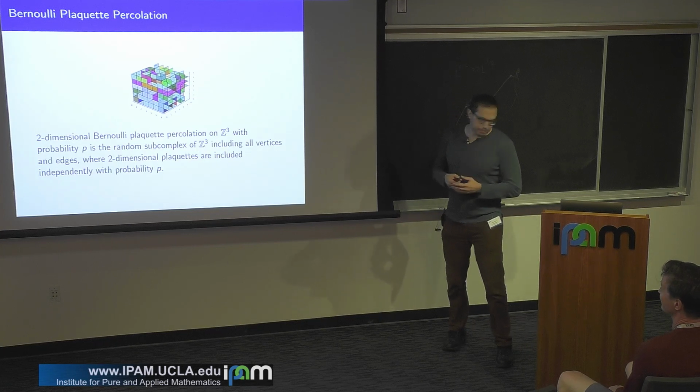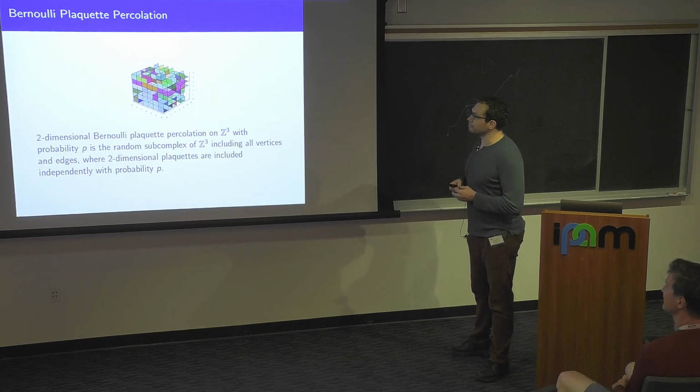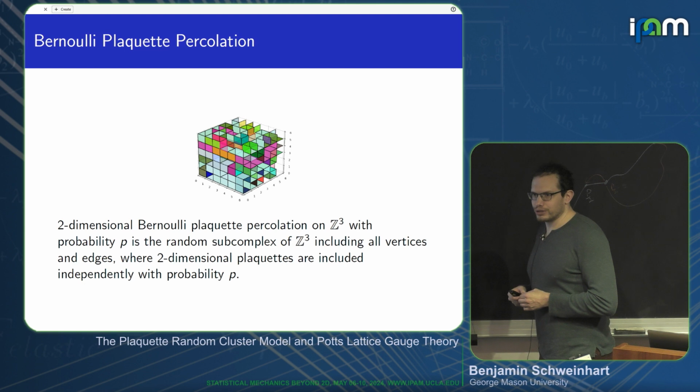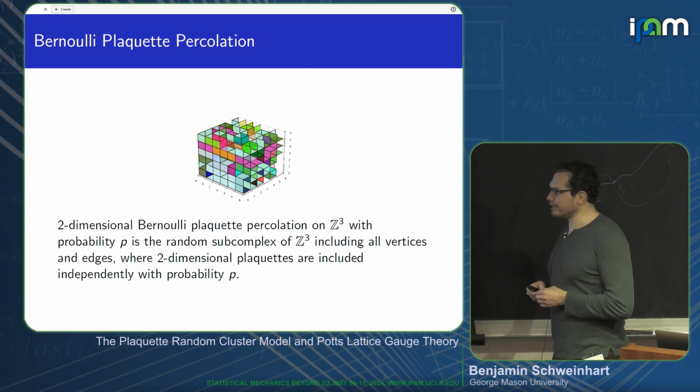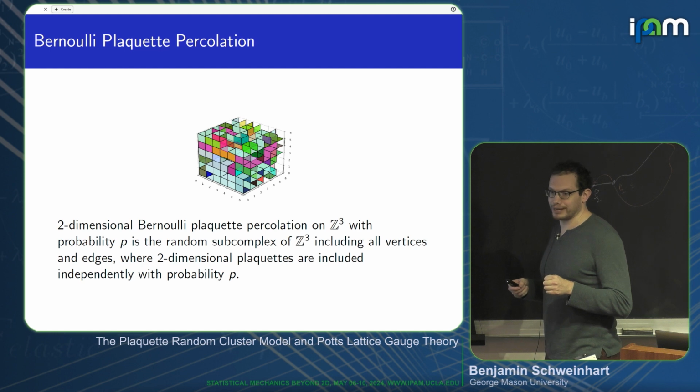So the simplest model we're interested in is that of Bernoulli plaquette percolation. So 2-dimensional Bernoulli plaquette percolation on Z^3 is the random 2-complex that you obtain by starting with all the vertices and all the edges, and adding the 2-dimensional plaquettes independently with probability p.